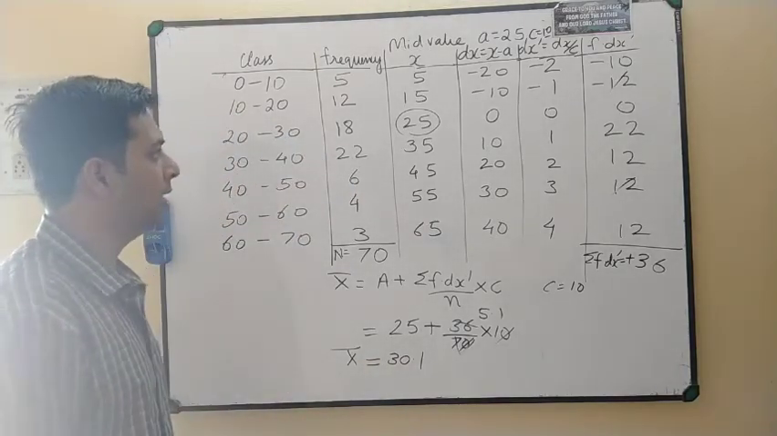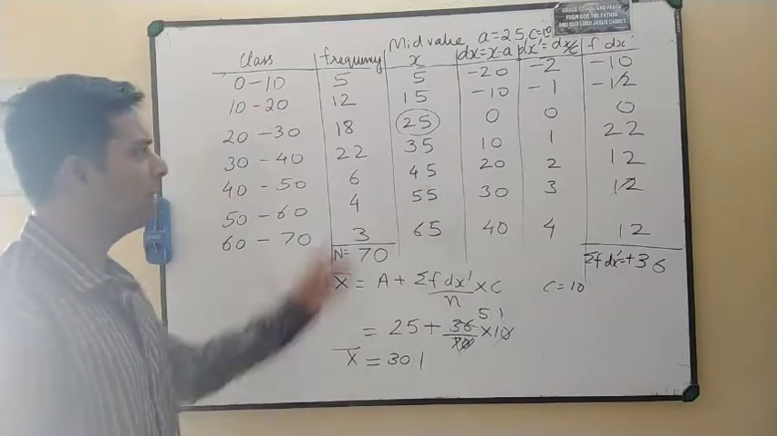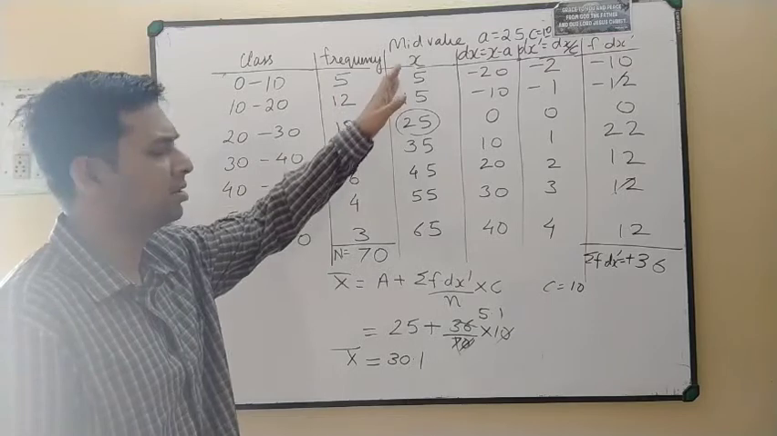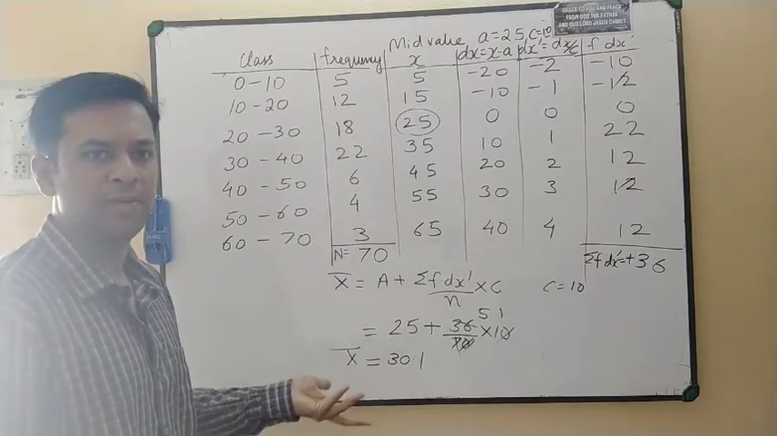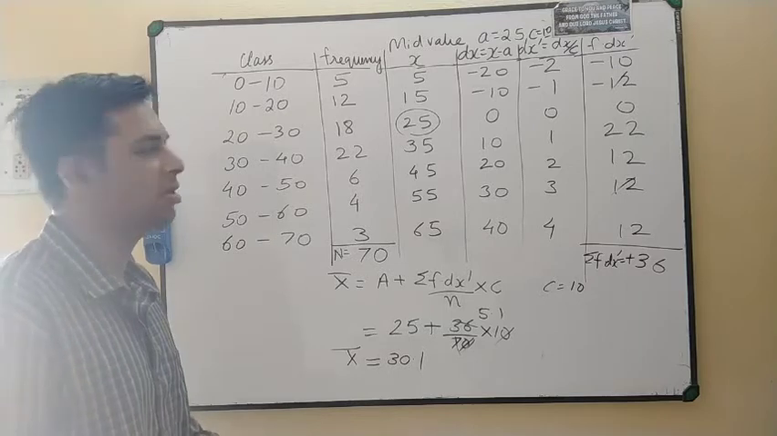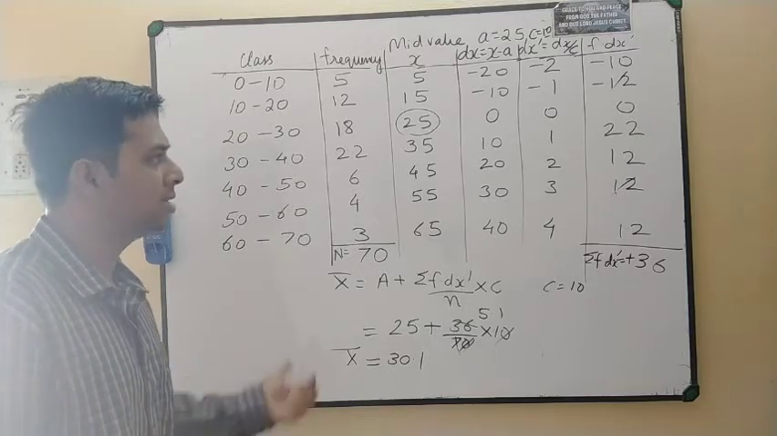This is going to be the mean. So you could have done it by the direct method also. Just do fx and take the total of fx, and you can simplify it that way also. I did it here by the step deviation method. Okay, so that's all. Just note it down.